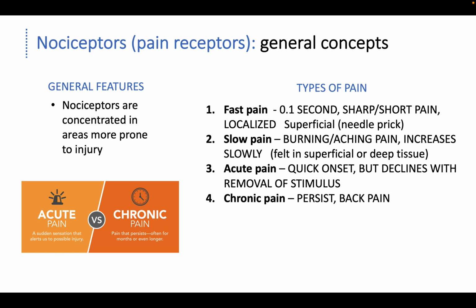Now, you also have types of pain based on the persistence of that pain. So acute pain versus chronic pain. So acute pain happens very, very quickly, and it does not last very long. Generally, as soon as the stimulus is present, and then as soon as it is removed, that pain signal generally stops. Chronic pain is more persistent, right? It's more chronic, hence the name. So this is generally something like back pain, right?